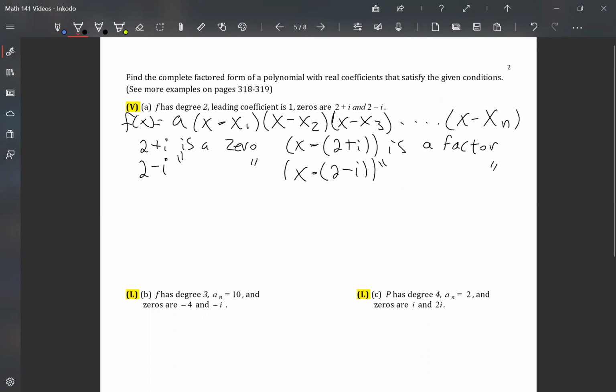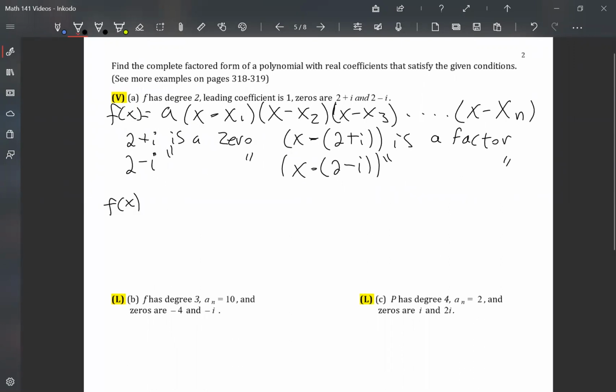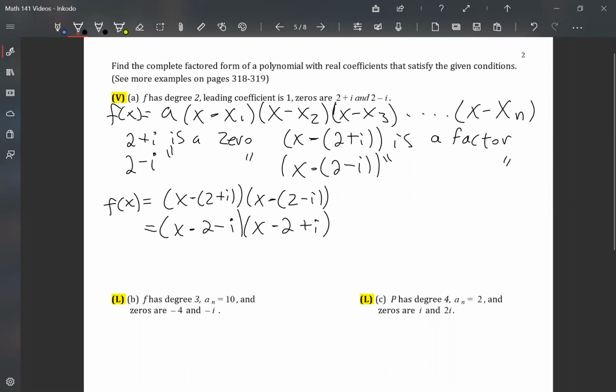Anyways, we have f of x equals a, being 1 because that's the leading coefficient, so we can leave it out. x minus (2 plus i) times x minus (2 minus i). And then we can do some distributing. That's f of x, and so what you see here is your complete factored form.